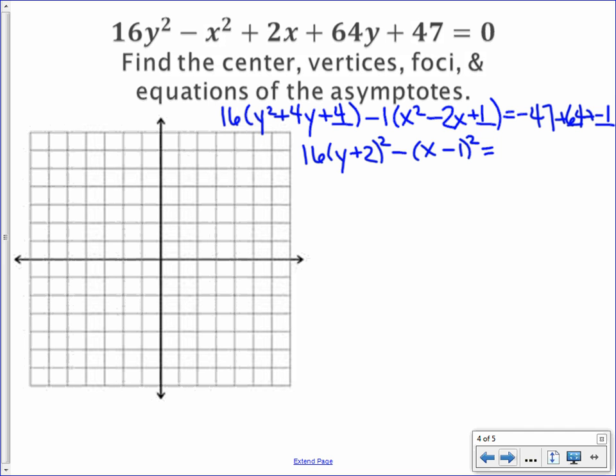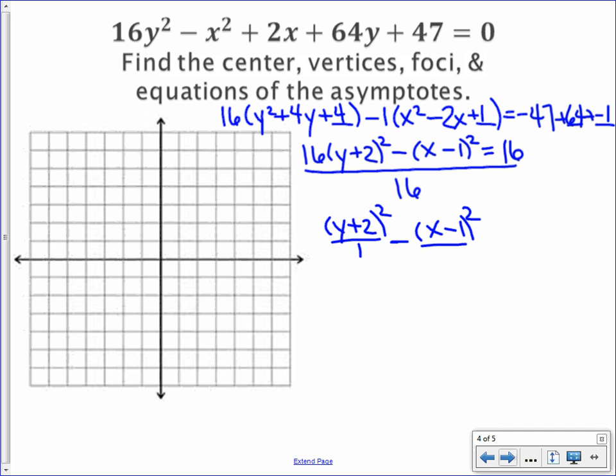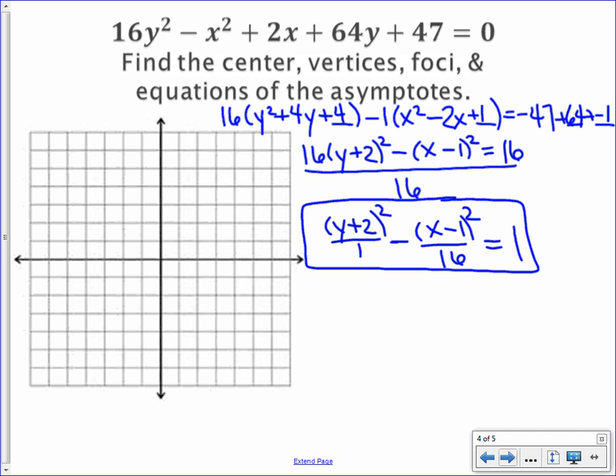16. That is convenient, isn't it? Just like with an ellipse, this needs to equal 1. So to force it to be 1, we're going to have to do what? Divide by 16. So we have y plus 2, the quantity squared, over 1, minus x minus 1, the quantity squared over 16, equals 1. There is our standard form.